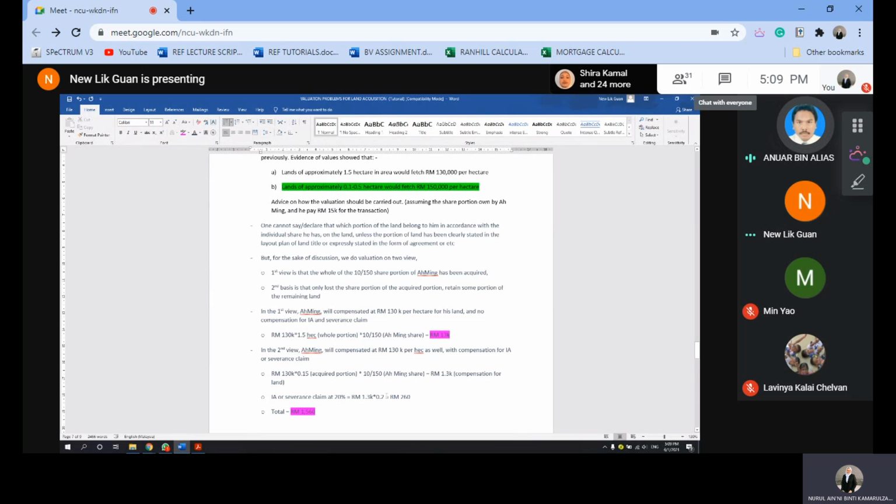Or just because you said that the first view is kaki panjang, and the second view is kaki pendek, then should it get a lower compensation? Right? No.